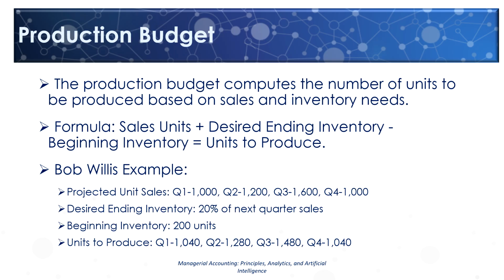The production budget determines how many units must be produced. Companies must produce enough units to meet sales demand and maintain desired ending inventory. The production budget formula is sales in units plus desired ending inventory minus beginning inventory. That equals our units to produce. This ensures that the company has enough inventory to meet demand without running out of product.